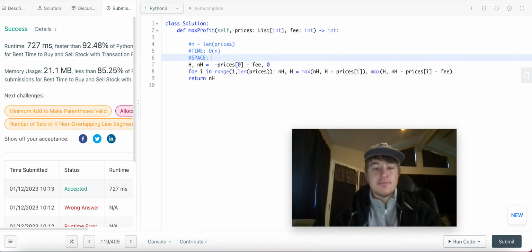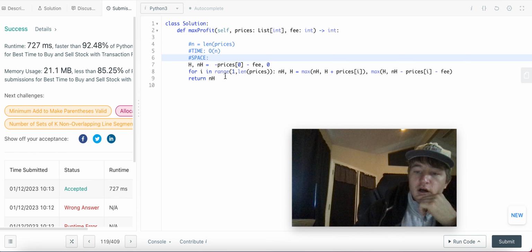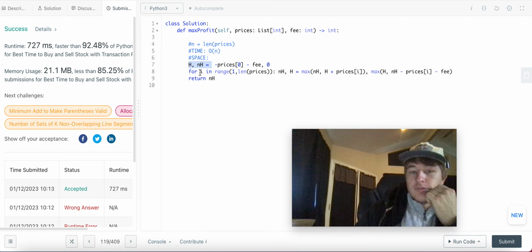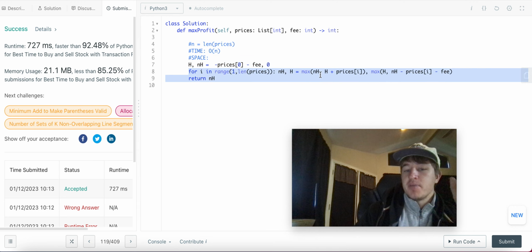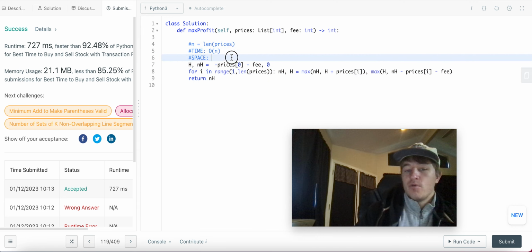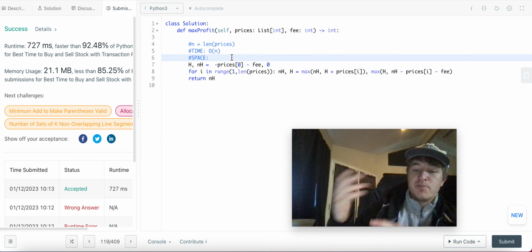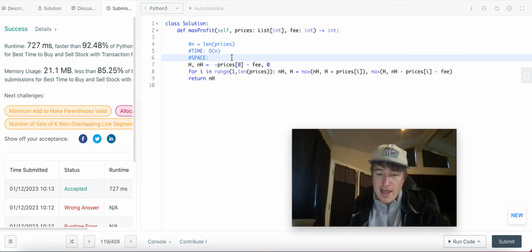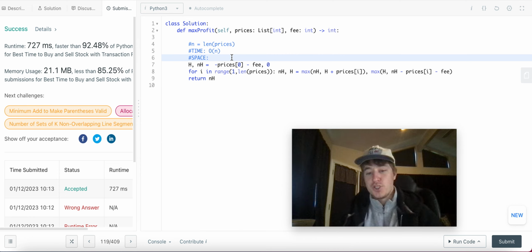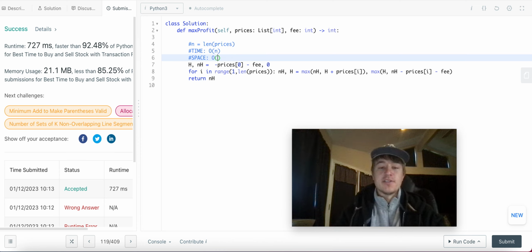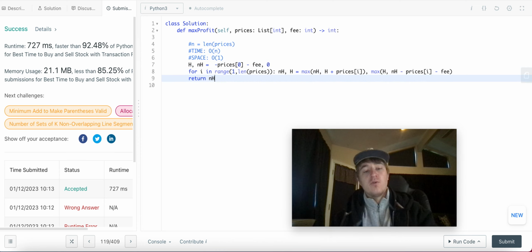For space, well, we create these two variables, and then regardless of the number of days, we just keep updating these two variables, right? So regardless of what n is, if n is 10, if n is a million, if n is 100 billion, trillion, 1,000 quadrillion, we still only have these two variables. So it doesn't scale with anything. It's O of 1 or constant.